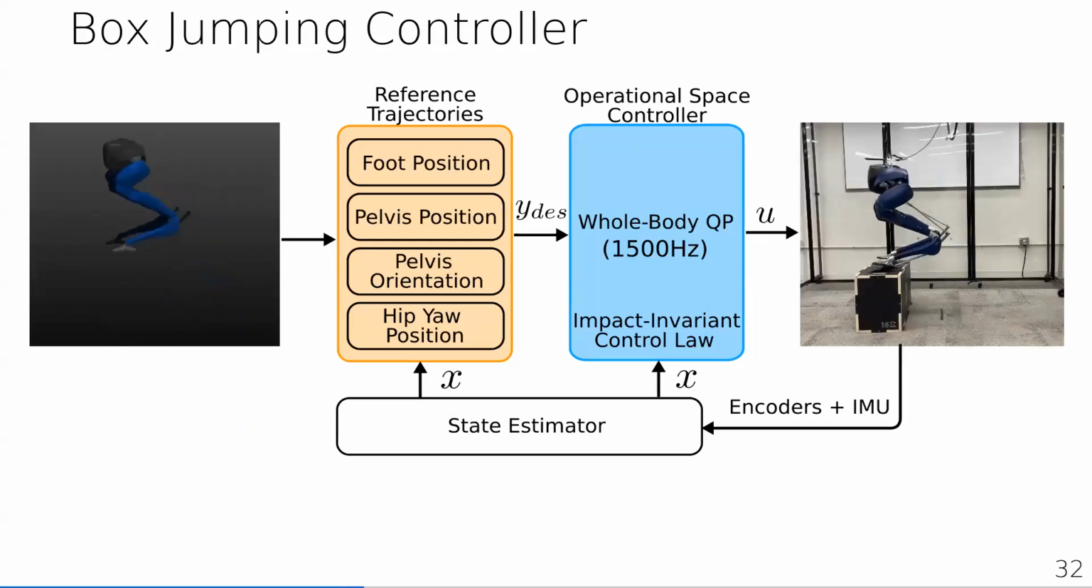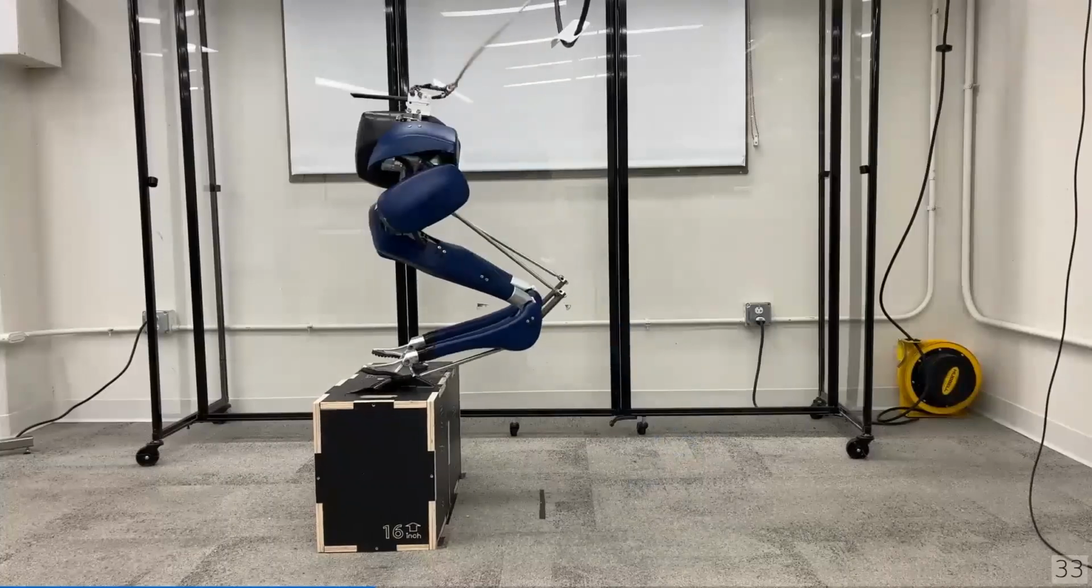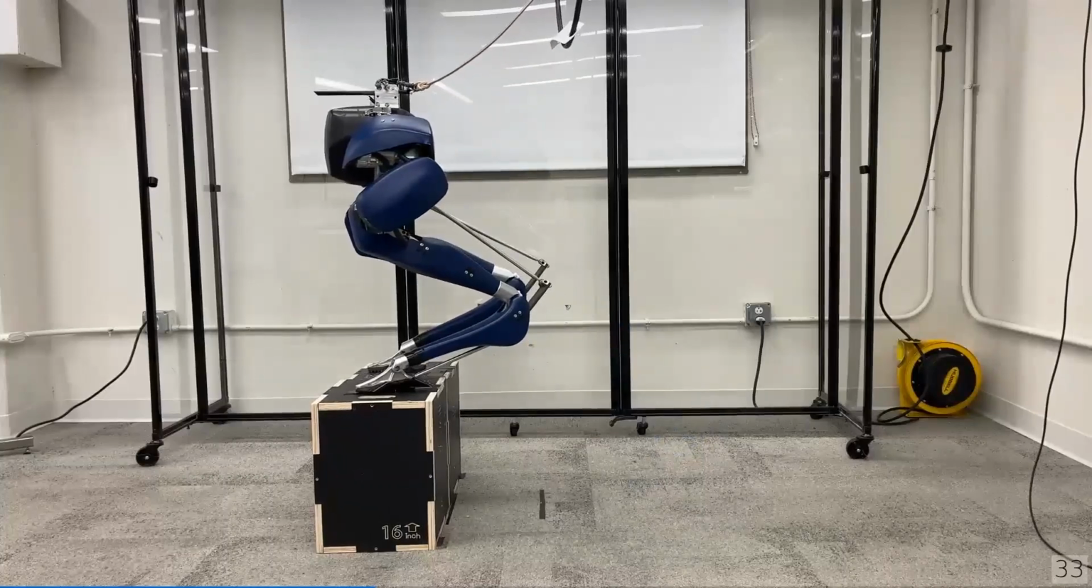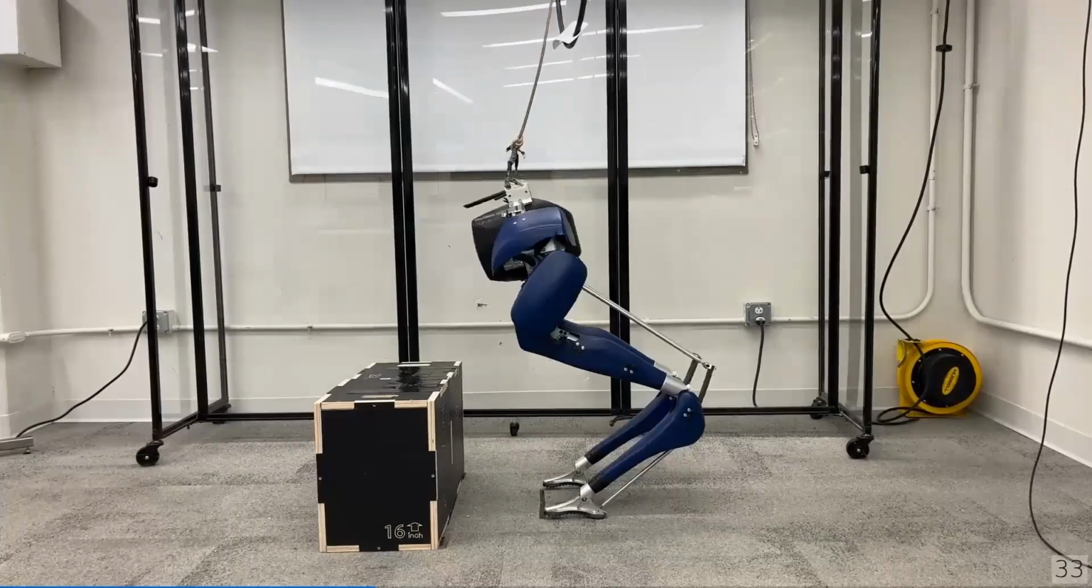We also apply this to a more dynamic box jumping controller. This method is actually identical to the earlier jumping controller. We just find a new reference trajectory, which we also generate through trajectory optimization. And we're also able to execute this on hardware as well, able to jump onto a box of about 40 centimeters.